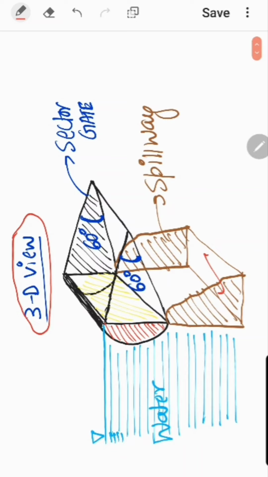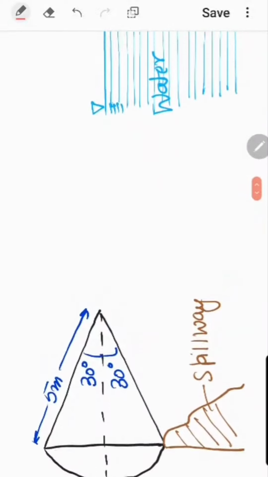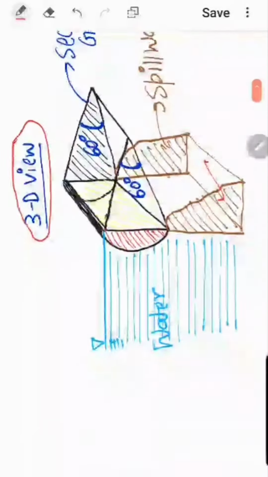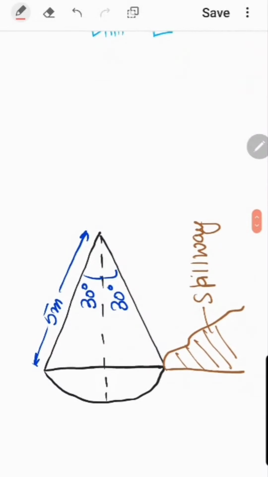So this sectorial gate, as you can see in the problem, is a curved surface. So we need to find a horizontal force acting over this surface and a vertical force acting over this surface. Now let us solve the problem in detail. So this diagram was the 3D view. Now this is the 2D view of the problem.